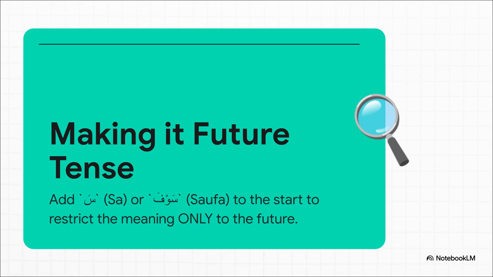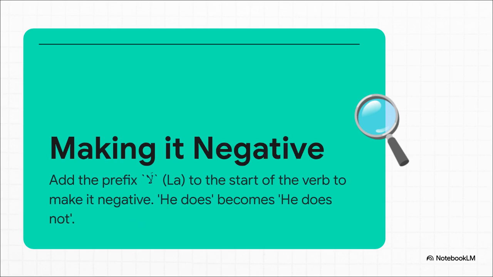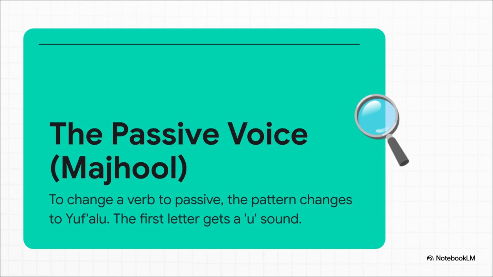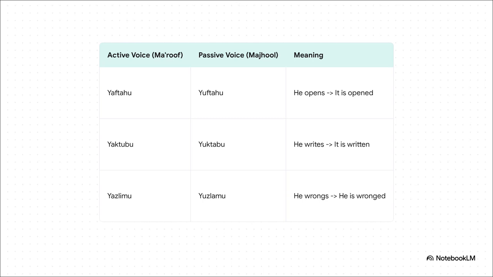So, if you want to be absolutely crystal clear that you're talking about the future and not the present, all you have to do is add sa to the beginning of the verb. It's that easy. And to make a Mudari verb negative? Well, the most common way is just as simple. You just place la right before it. Done. Now, creating the passive voice, so changing he does to it is done, involves this really simple and super consistent sound shift right at the beginning of the verb. And this table just illustrates it perfectly. Look how the first vowel sound in the active column shifts from a or i to a u in the passive column. It happens every single time. It's a predictable rule, which is exactly what we want.